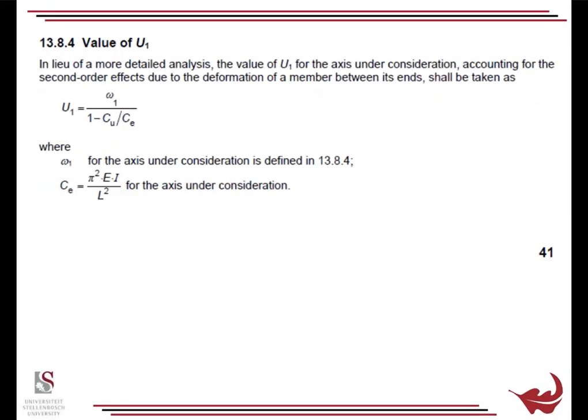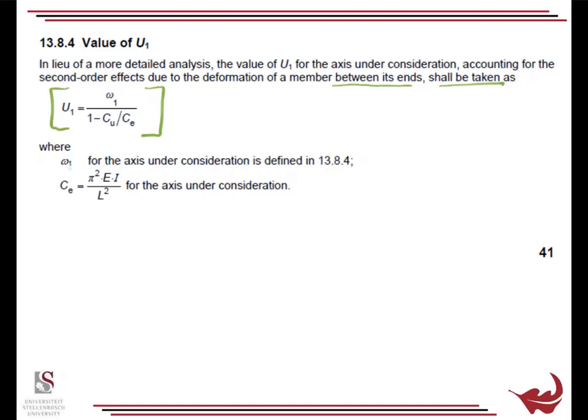Now, one more thing we need to just discuss quickly is the value of U1. What this U1 value does is it accounts for the deformations of section, accounting for the second order effects due to the deformation of a member between its ends. So here's the equation we need to use. Now the problem is when you have a look at that, initially you have no idea what that is and why it's there. So we're going to have a quick, well, approximate derivation of where that comes from.